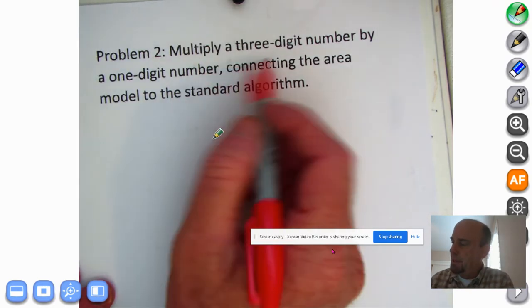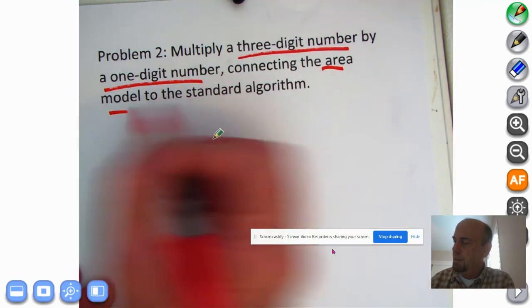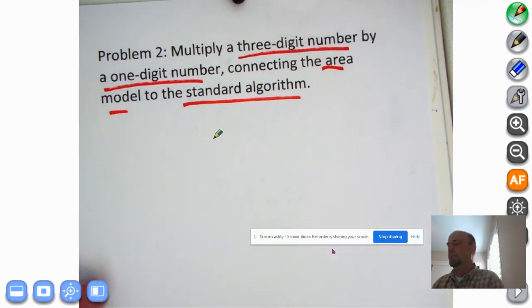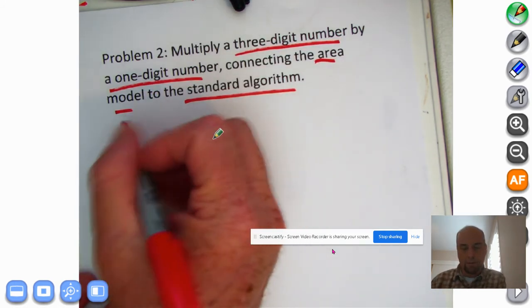Problem 2, we're going to multiply a 3-digit number by a 1-digit number, connecting the area model to the standard algorithm. So let's get busy with that. I just checked my TE, which is teacher talk for teacher's edition, to see what we're multiplying. And it appears we're multiplying 316 times 4. So I'm going to set that up over here on the top.